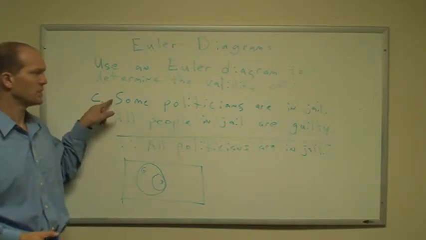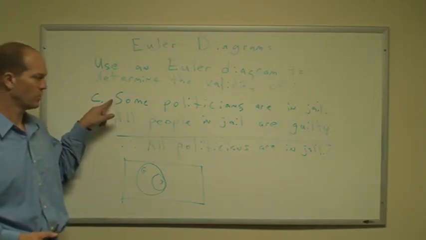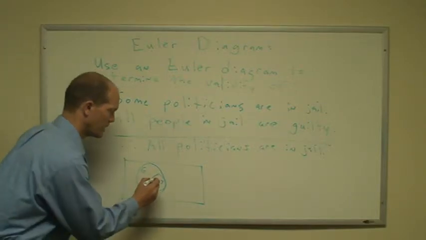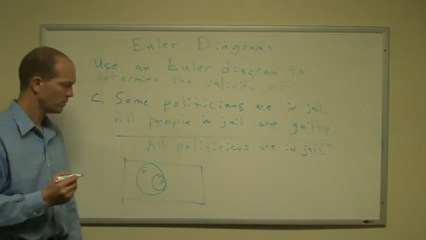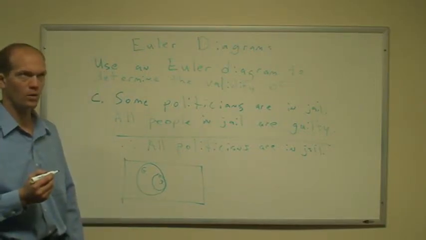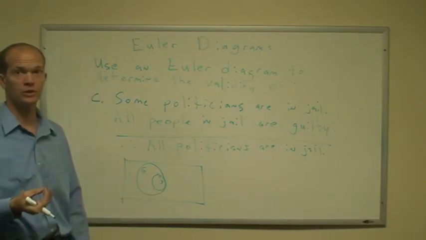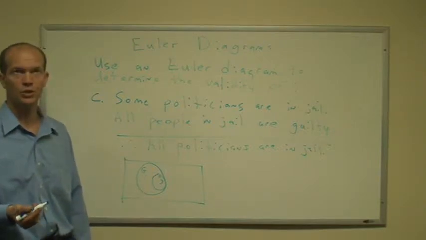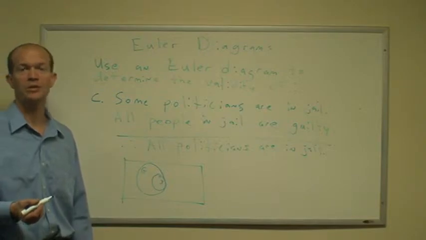Further, we're told here in the parentheses that some politicians are in jail. And in fact, we know that some of the politicians here reside in jail. That's fine. But that doesn't tell us that there aren't guilty politicians who are outside of jail, nor does it tell us that there aren't politicians who are outside of both guilty and jail.